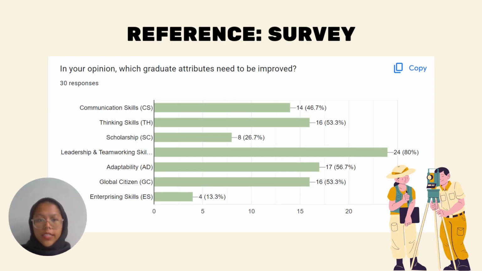Okay, so this is the result of the survey that shows which graduate attributes need to be improved. As you can see, the top 3 of the result is the first one, leadership and team working skills with 80%, and the second one is adaptability, which is 56.7%, and the last one is thinking skills and global citizen with the same result, which is 53.3%.